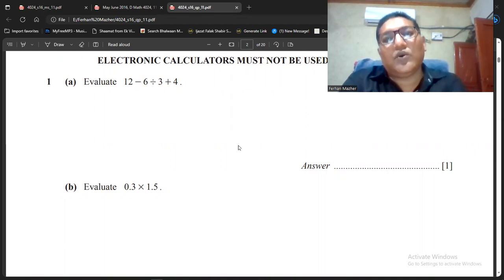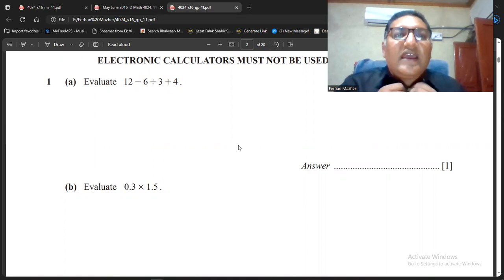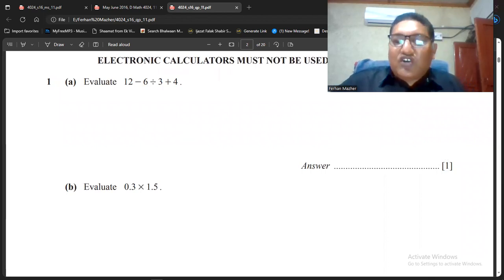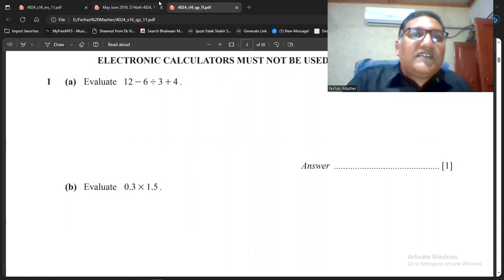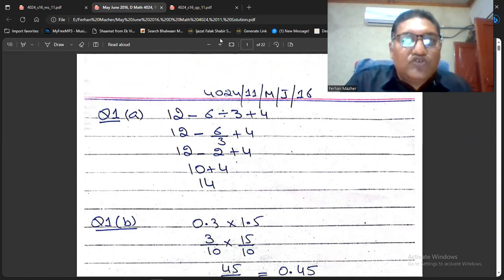Because here we have to use BODMAS. First of all, I will do the process of division, and for this purpose we will divide the 6 by the 3. And then we will do the rest of the operations. So here we have this solution.